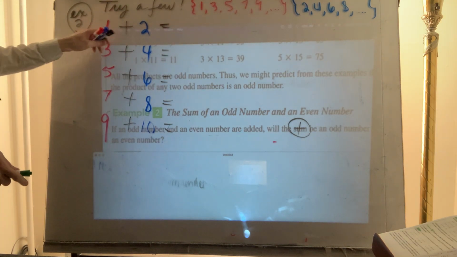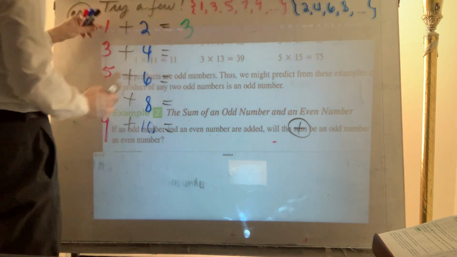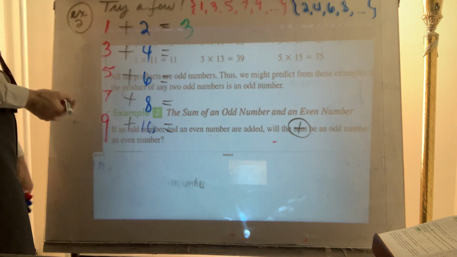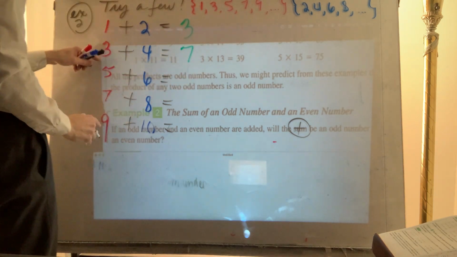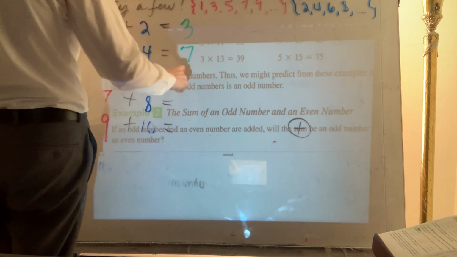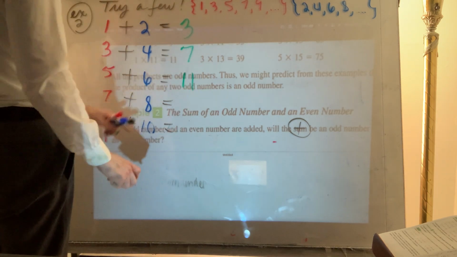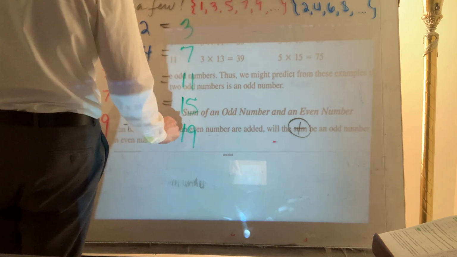Well, 1 plus 2 is 3. An odd and an even produces an odd in this case. 3 plus 4 is 7. An odd and an even produces 7. 5 plus 6 is 11, also odd. 7 plus 8 is 15, also odd. 9 plus 10 is 19, also odd.